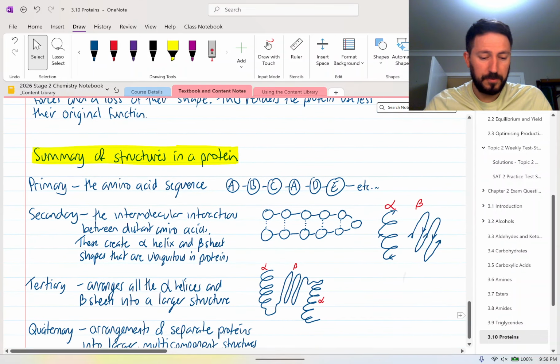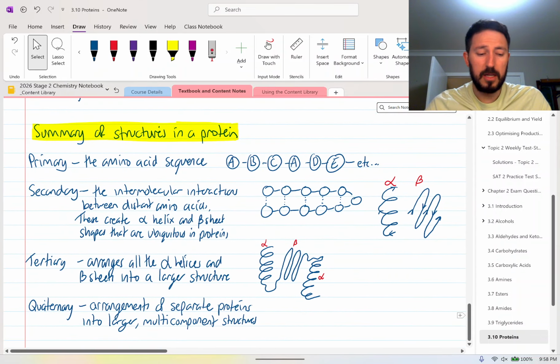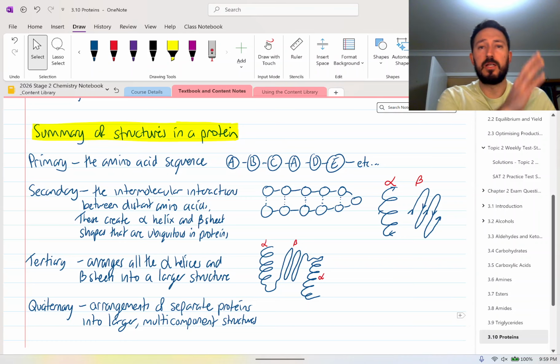Now, just a quick summary. This is the last bit: a summary of all the structures of that protein. We have our primary one, which, like I mentioned before, is our amino acid sequence. These are covalently bonded through peptide bonds. If I'm just putting A's and B's and C's and D's here, you might have A attached to B, attached to C, attached to D, E, whatever order that is. Whatever that order is, that is the primary structure of our proteins.